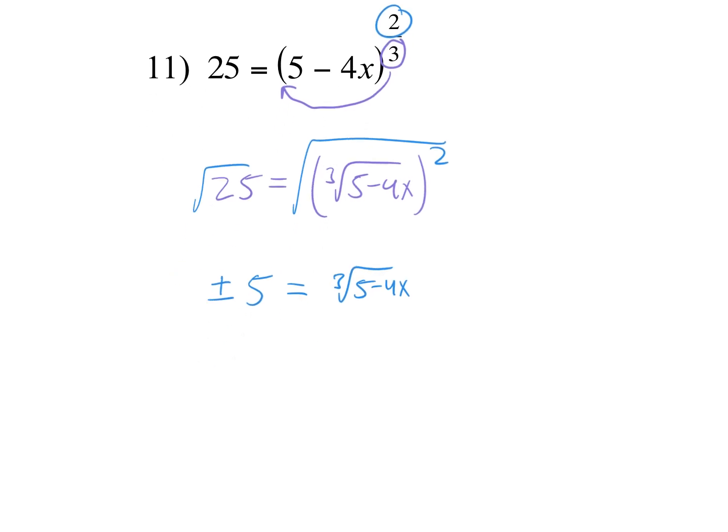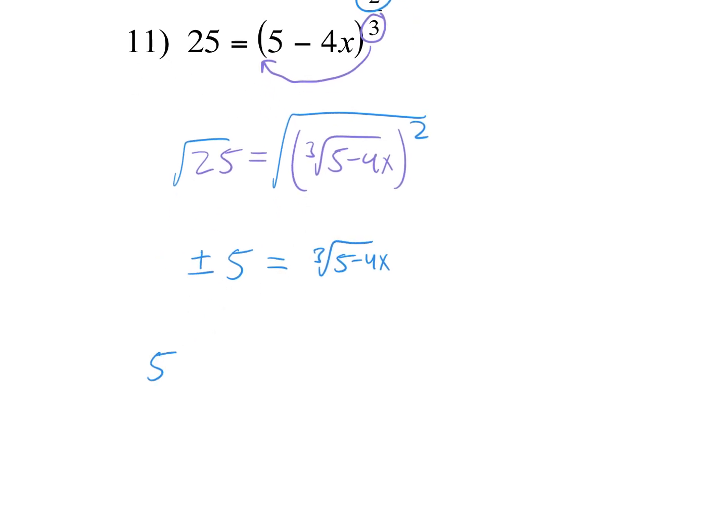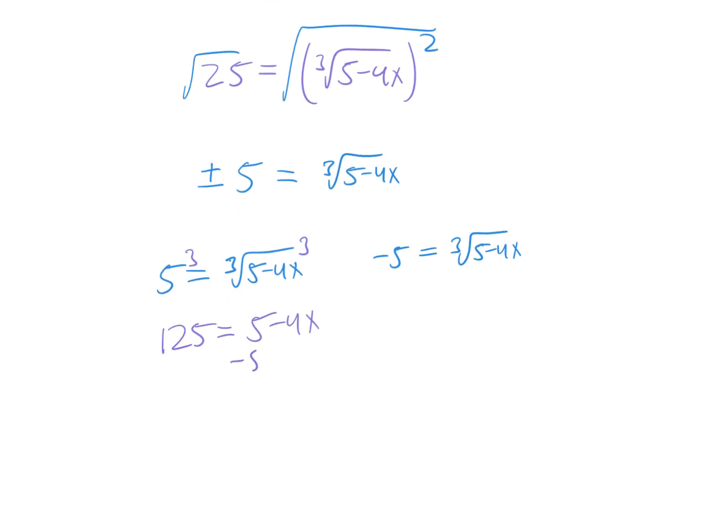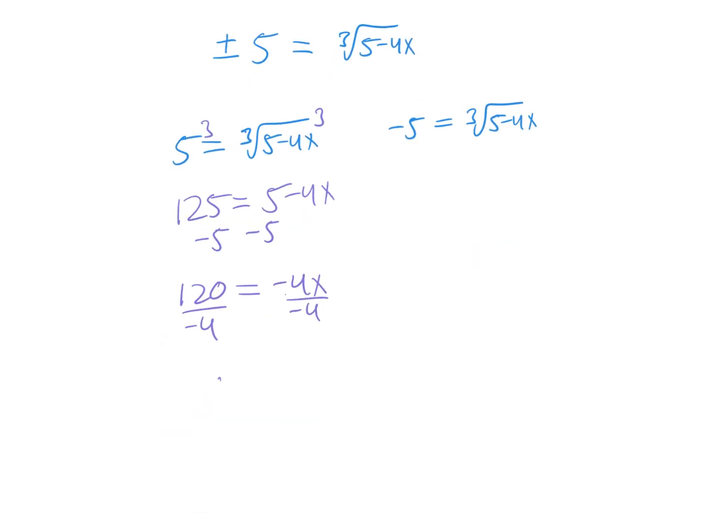And then we need to cube both sides. I would split up two equations just so that you don't confuse yourself. So I get 5 equals the cube root of 5 minus 4x. And then I have negative 5 equals the cube root of 5 minus 4x. And then you can cube both sides. 5 to the third power is 125, which equals 5 minus 4x. Let's just go ahead and solve this. Subtract 5 on both sides, and I get 120 equals negative 4x. And then divide by negative 4. This should get us x equals negative 30.